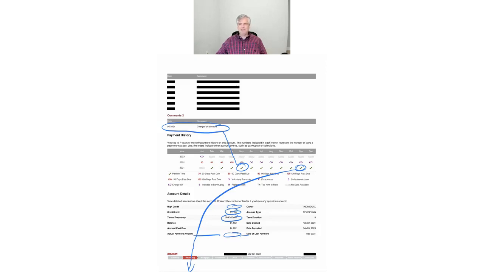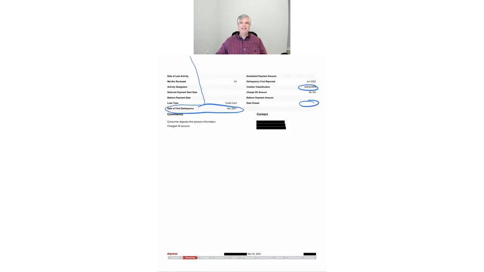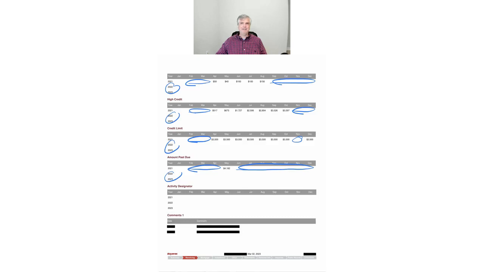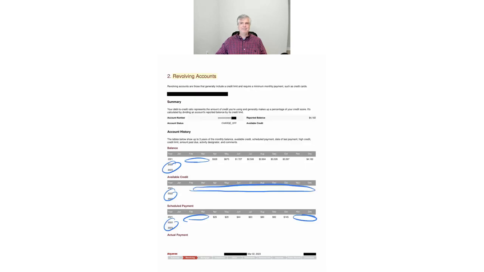May 21st, this date of first delinquency is an error. Your high credit, you shouldn't have a credit limit because it's a charge-off. Why don't you know the terms frequency? See, the date of last payment at the bottom of the screen, the amount of payment, that's missing, and you don't know what type of creditor it is. You say it's closed, but you don't know the date. See up here, we'll back up. I redacted it, but it says closed. And then look at all these errors.